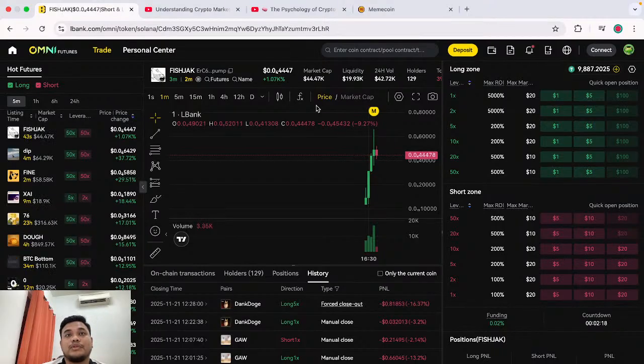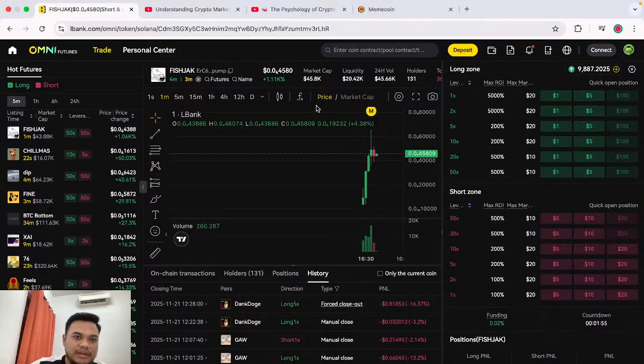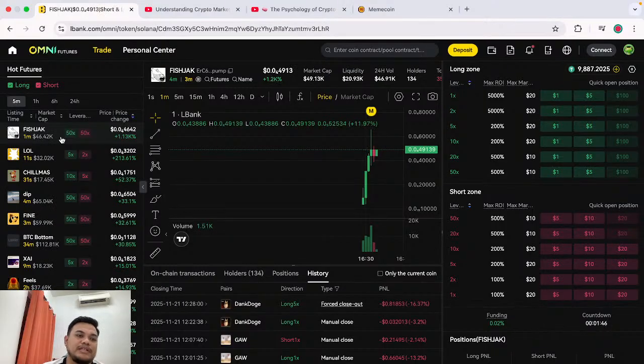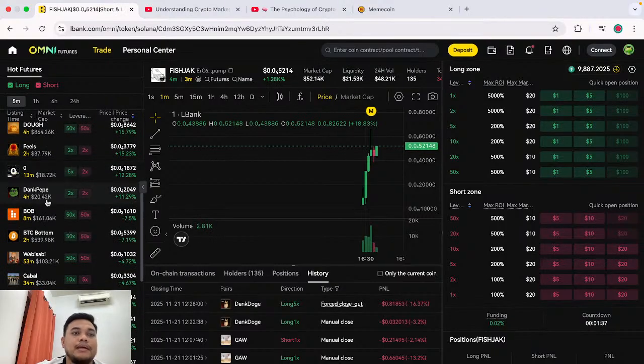When you see sudden increases in meme posts, like a hashtag appearing on your social media, or a new fan-made edit on TikTok or a short reel, it is usually a sign of early interest before the breakout. I'm sure someone who is involved a lot in meme coins has been seeing a lot about Fish Jack, even the Chill Mass, Dank Pepe, and more.